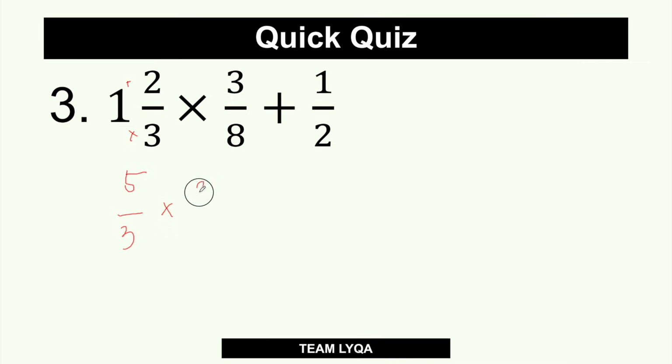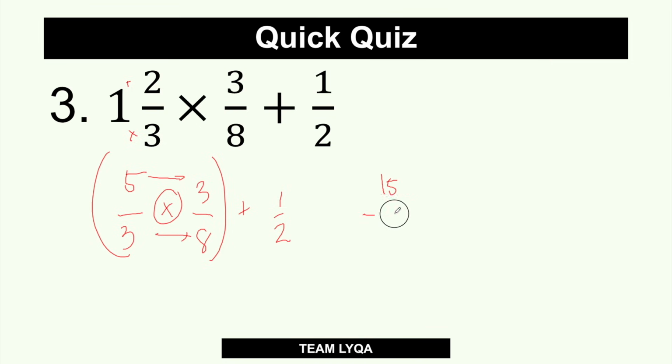So, times 3/8 plus 1/2. Kinopya ko lang siya. Again, you start with multiplication muna bago yung addition. So, itong side na to yung muna yung focus natin. Dahil multiplication siya, diretso lang siya. So, 5 times 3 is 15 over 3 times 8, which is 24. Yan ang sagot. Okay? So, next step would be this.